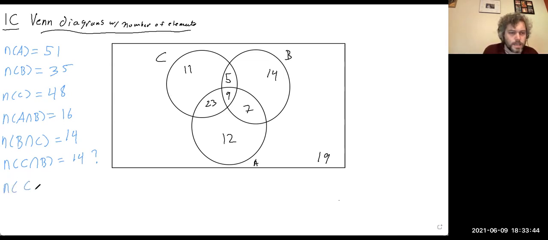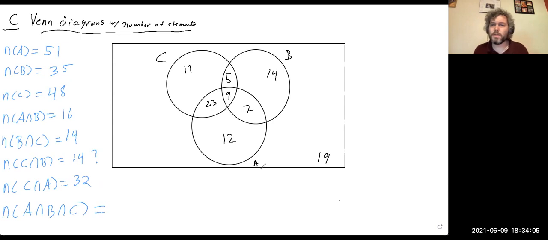All right, what about C intersect A? That would be here. 32. It's another good one. Oh, what's this one? A intersect B intersect C. What is the intersection of all of them?